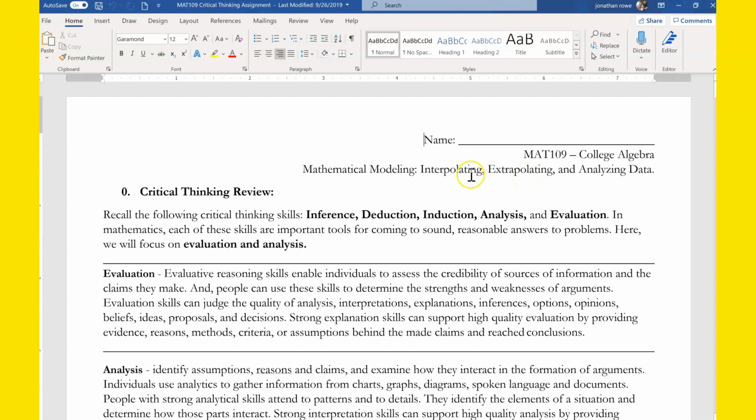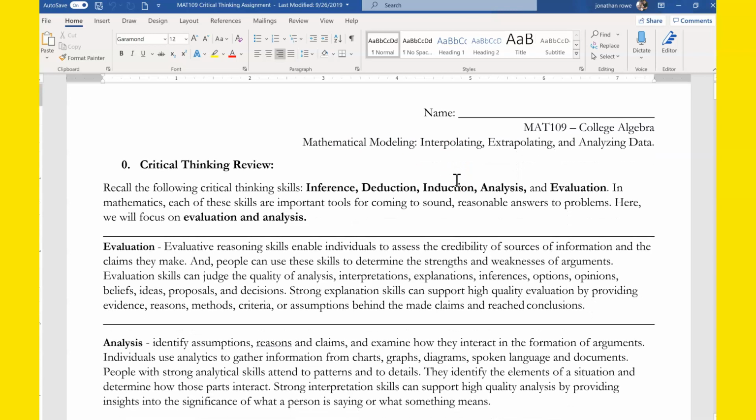Hello, Math 109 students. We are looking at the QEP critical thinking assignment. I'm going to show you how to do it. I'm trying to think about the best way for you to submit this assignment.